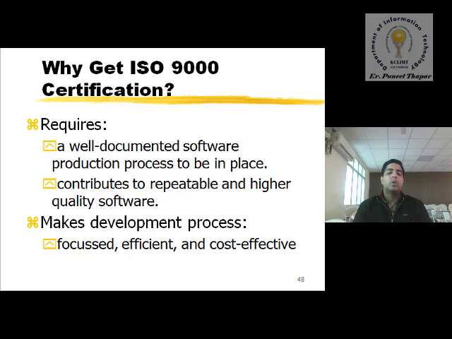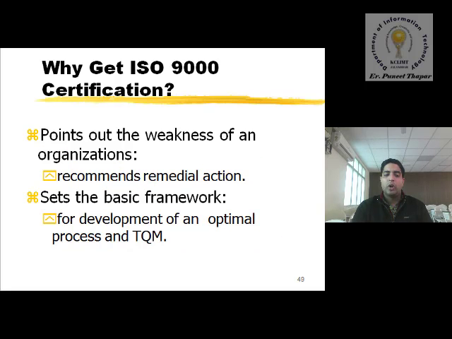And next, what is the benefit? A well documented software production process is in place, which contributes to repeatable and higher quality software. This is a main reason it is very required in the latest technologies also. It also makes the development process focused, efficient and cost effective. Because if we go through the guidelines of ISO 9000, we focus on our software development in a proper manner. We build efficient, cost effective software by adopting this guideline.